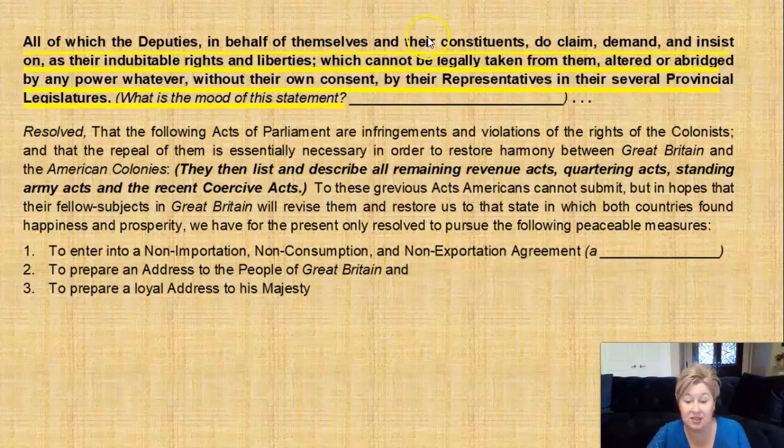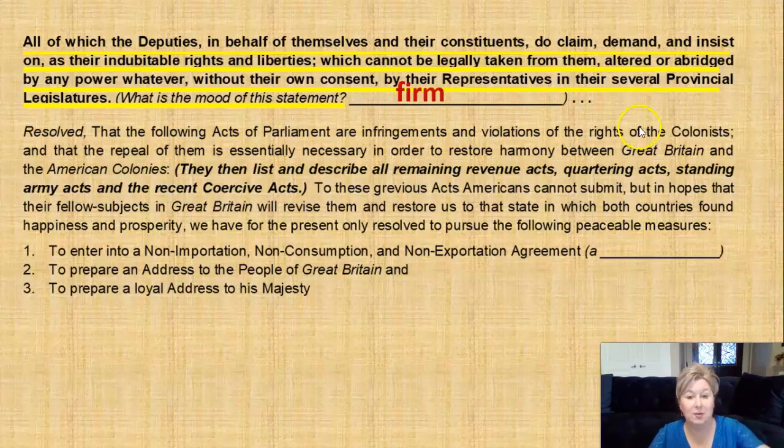So they say, look, those things can't be legally taken from them. They can't be altered or abridged by any power whatever without our consent by our representatives in our provincial legislatures. And I said, what is the mood of this statement? Is this like begging for peace? And they want peace, but they're being very firm. You might have another word for it, but they are claiming, demanding, and insisting.